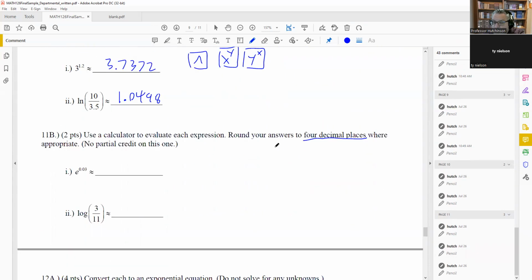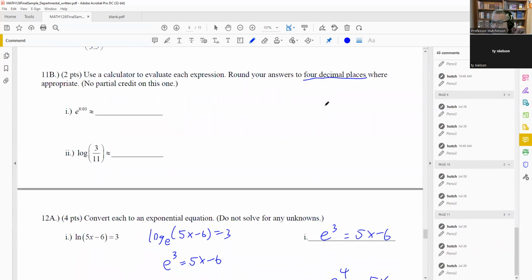Then we come down to our calculator-based question. 4 decimal places is what it's asking us to round to. So these you're just going to put into your calculator. Again, you're using the button that's above the LN button for this first one. Make sure you have a scientific calculator or graphing calculator you can use as well. You have to hit a shift key or a second key to get that top one. I'll just give you the answer on this. You can check it out on your calculator on your own.